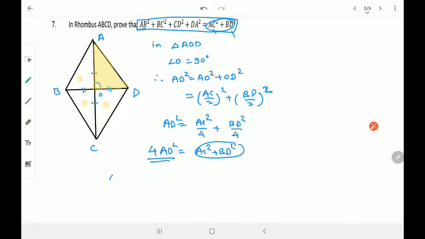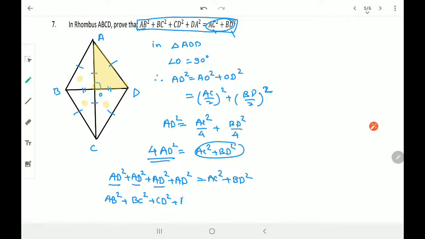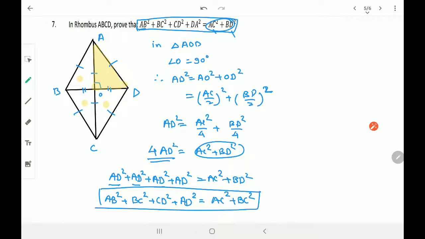तो 4 AD square क्या होता है, it is AD square plus AD square plus AD square plus AD square is equal to AC square plus BD square, right? But isn't it that AD, AB, BC and CD all are equal, right? So all these ADs I can write as equal to the remaining sides. So AD as AB I can write, AD as BC I can write, and AD as CD I can write, and AD I can keep one of it as it is, and I get the required result. LHS is equal to RHS, and the proof is done.